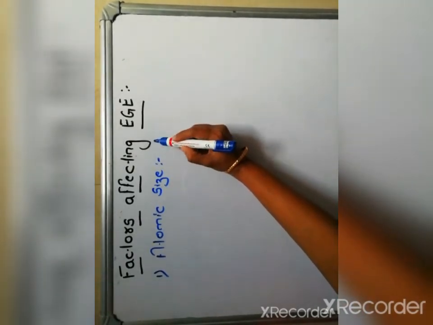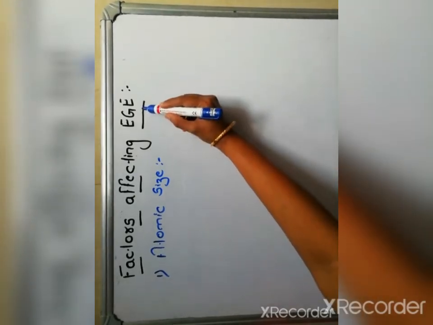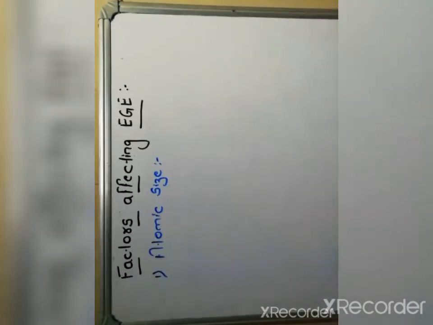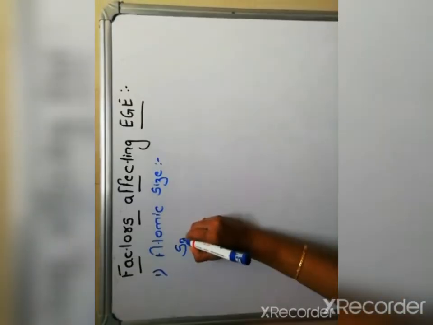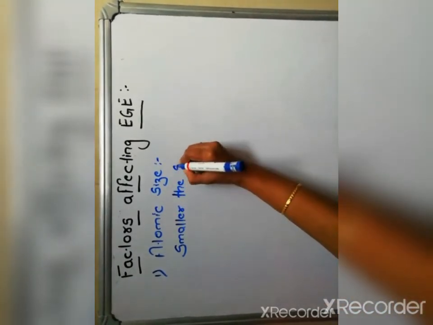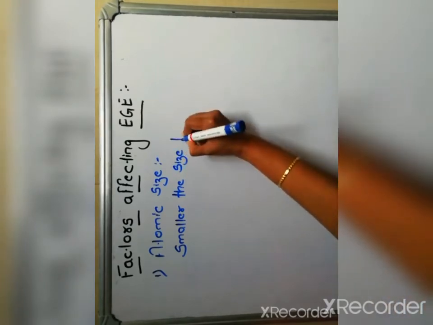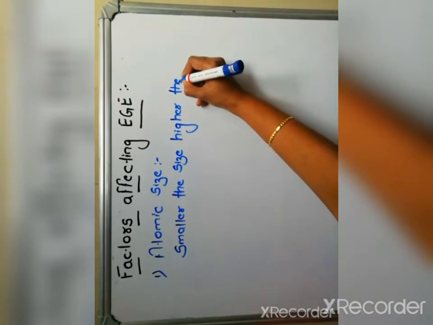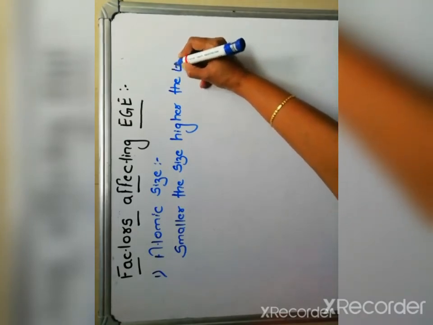Smaller the size of the atom, the electron gain enthalpy will increase. So we can say, smaller the size, higher the electron gain enthalpy. I am going to write it here. Smaller the size, higher the electron gain enthalpy.